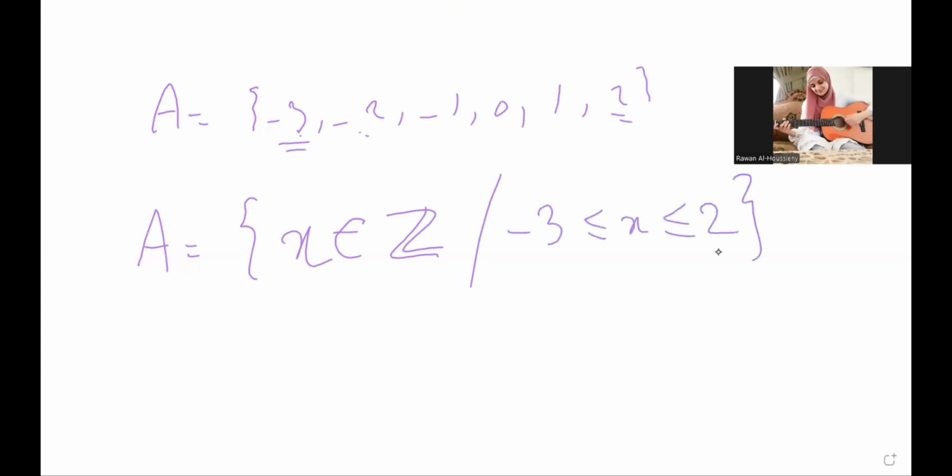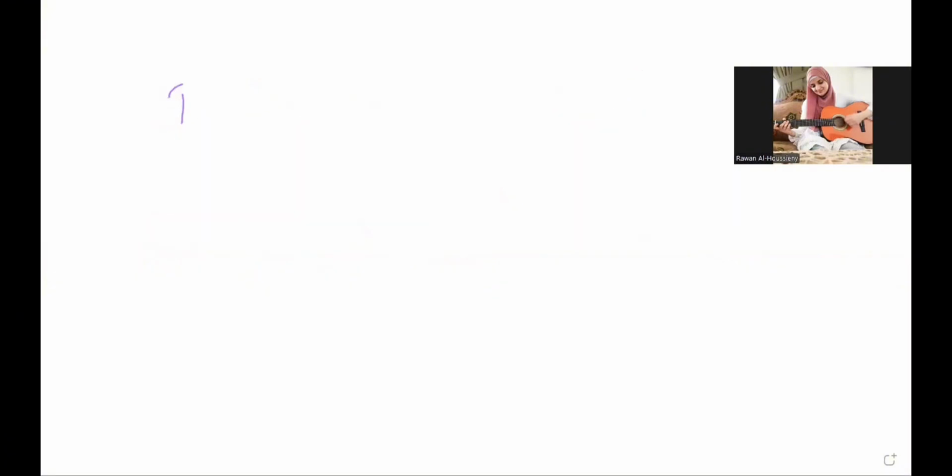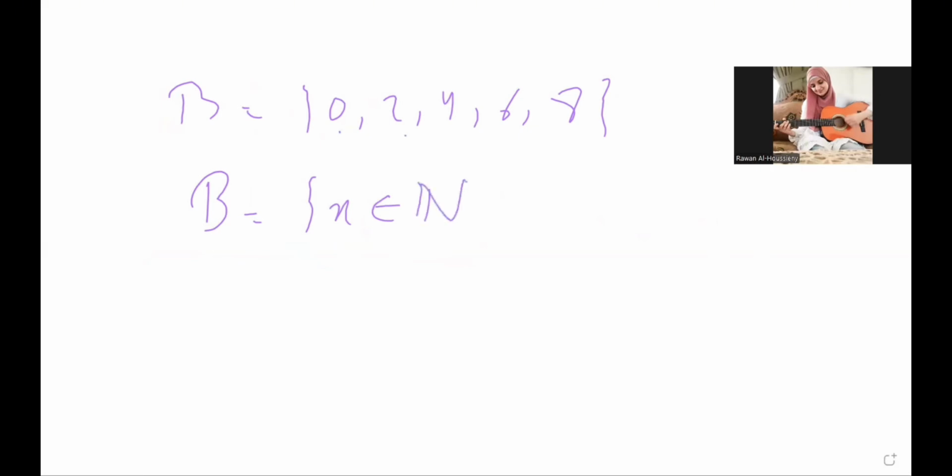That's it. Okay. I will give another example, which is B: 0, 2, 4, 6, and 8. First, for B, we write x belongs. These numbers are non-decimal positive numbers, so they come from the set N. So x belongs to N. They are not consecutive, so we cannot say directly that it is between 0 and 8. I have another condition first. So here I have 0, 2, 4, 6, 8. These are even numbers, so we have to write x is an even number.